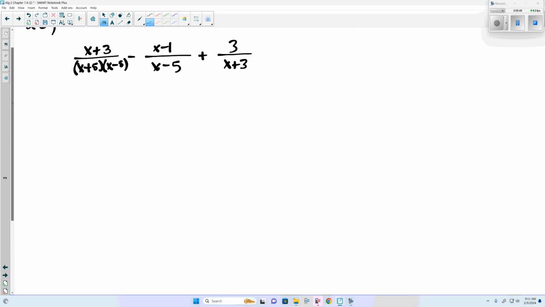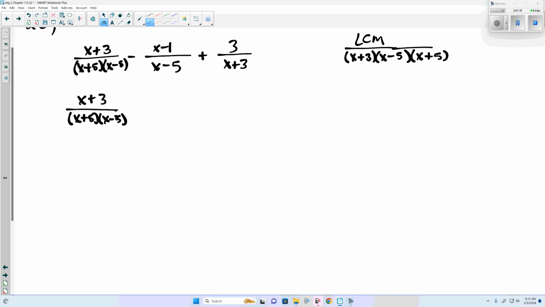Now we need to see what we're going to need to multiply each one of these by. Well, our least common multiple, to get these all to be the same, we're going to need an x plus 3, x minus 5, and x plus 5 to get the denominators to be the same. Now, our first one has the x plus 5, it has the x minus 5. It does not have our x plus 3. So we're going to have to multiply it on top and bottom by x plus 3, minus.